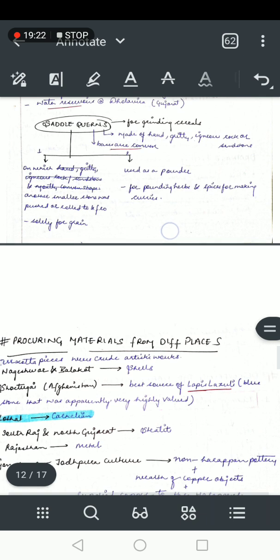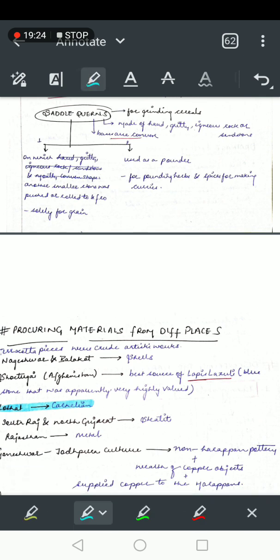Now we are going to discuss the next, saddle querns. These saddle querns were used for grinding the cereals. They are made of hard, gritty, igneous rock or sandstone. Their bases are convex. These saddle querns were used for two purposes.